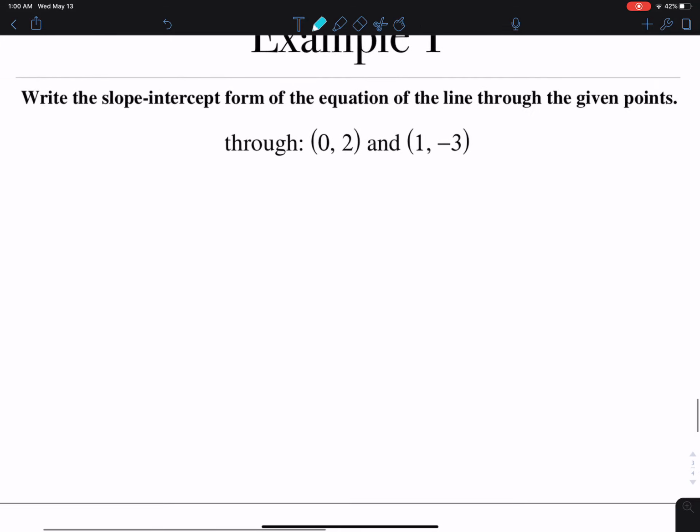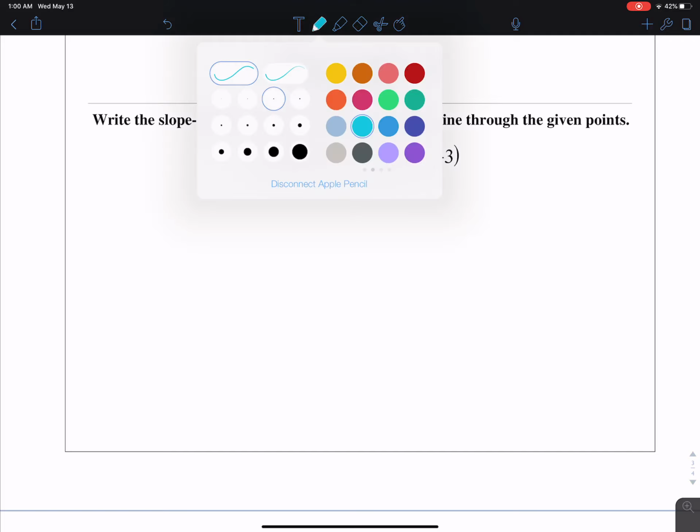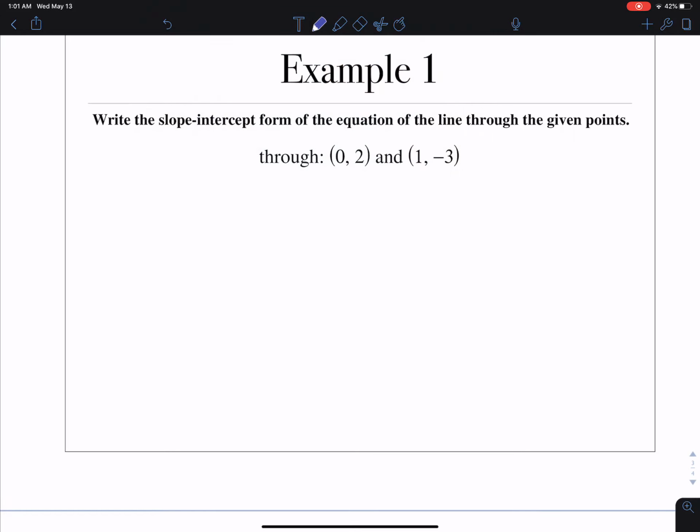Okay, so for example 1, we want to write the slope-intercept form of the equation of the line through the given points. So the first thing that we have to do, no matter what, regardless of which method we choose, we have to find the slope. So remember, ordered pairs are x and y. And technically it doesn't matter what you label these as long as they have the same subscripts. So I'm going to go in numerical order.